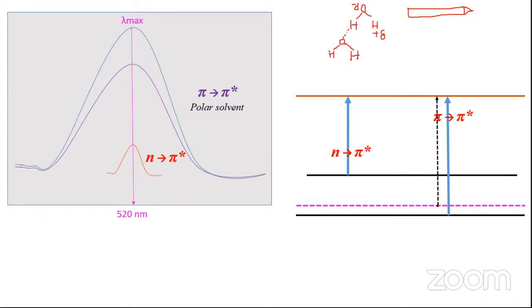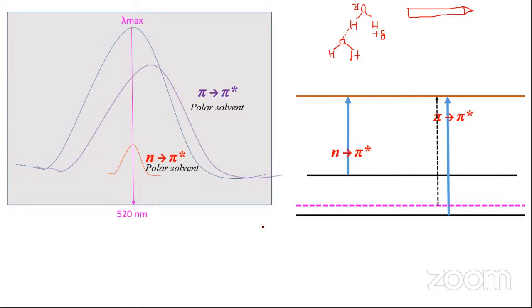And if they are already slightly more excited in the polar solvent, their transition will happen even more easily, right? They will require less energy to undergo the transition. So when we are talking about pi to pi star transition happening in the polar solvent, there is a shift. Previously, they were absorbing at 520 nanometers, and now suddenly, because they are in polar environment, the energy for transition becomes slightly less.